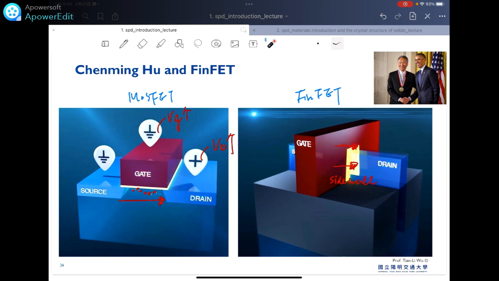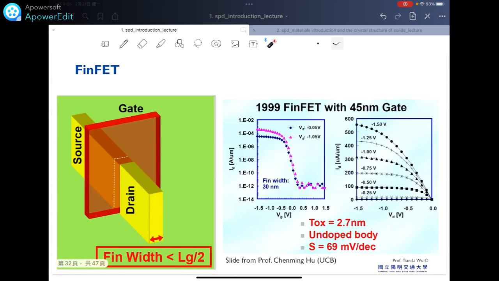Because of the invention of the FinFET, Professor Hu was also awarded a national honor by the president, Barack Obama, in 2016 or 17. And this is the first paper that he reported for the FinFET transistor. This was the first demonstration of the FinFET in 1999, and that is almost 20 years ago now, but you can see that after 20 years, the invention has a great impact on all of society.